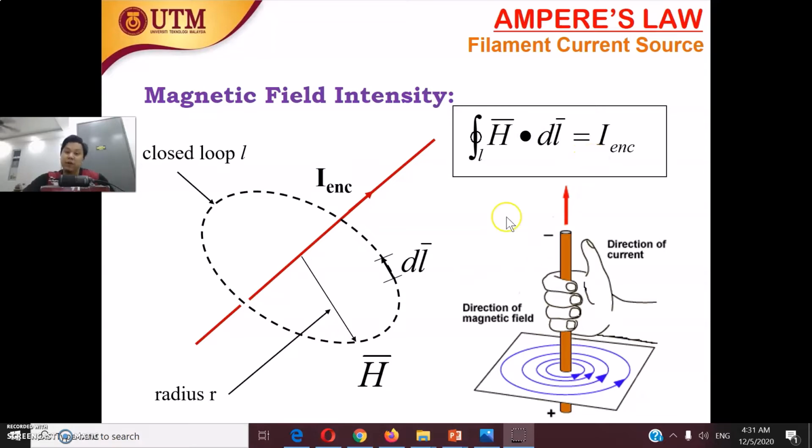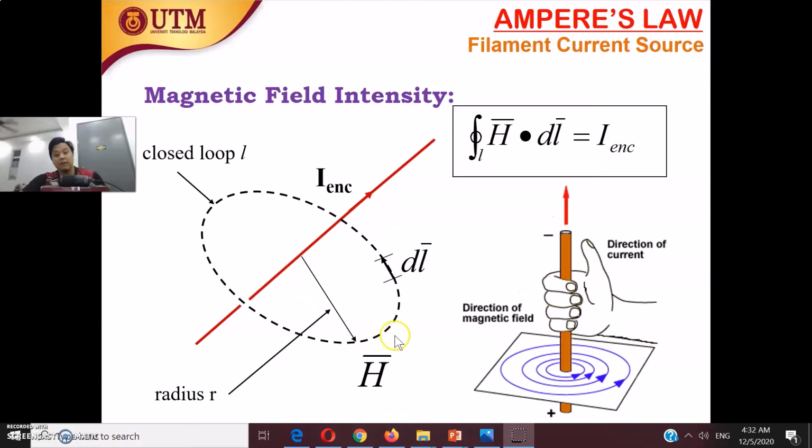We can determine the direction of our H field by using the direction of current cross product with the direction of our R. Let's say in this case your direction of current is the Z direction and the direction of your R is R. So Z cross R, you will get phi. So your H should be in the phi direction.